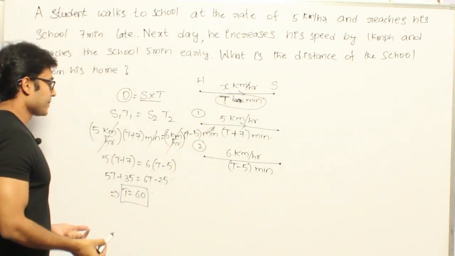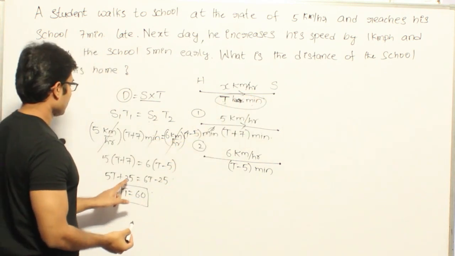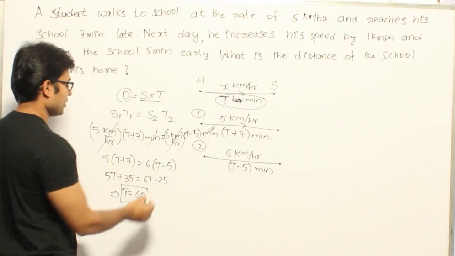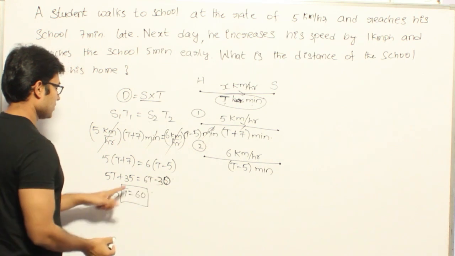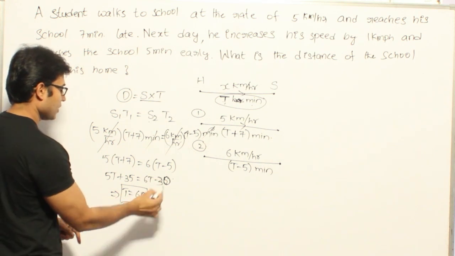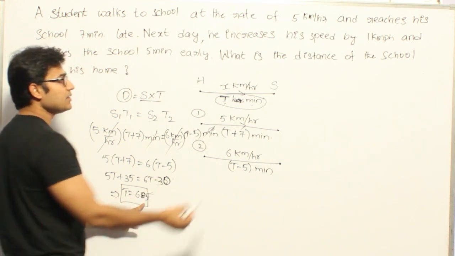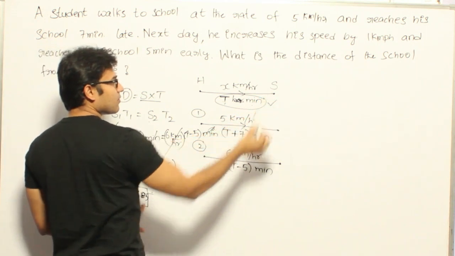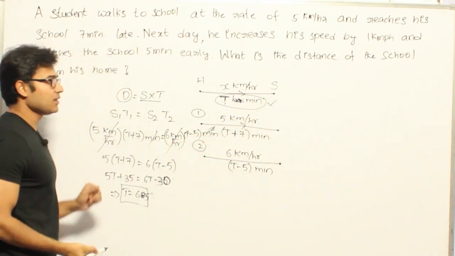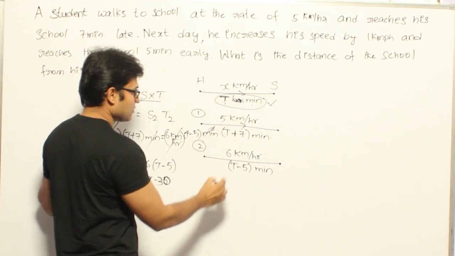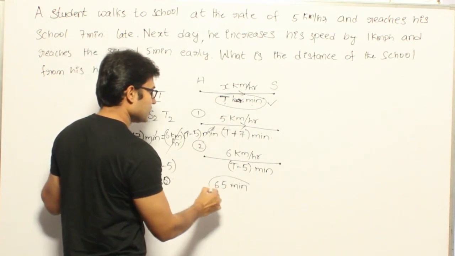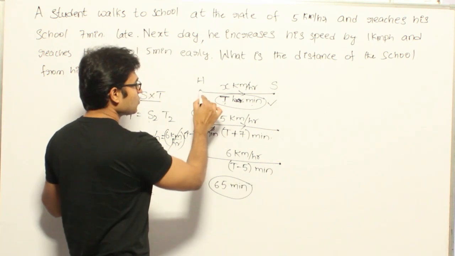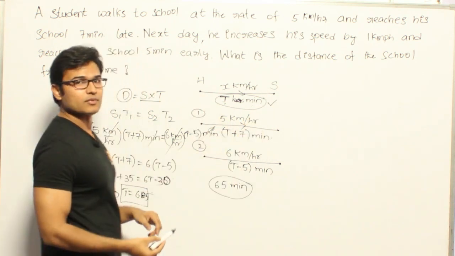Therefore 35 and 30, right? So 35 and 30 is nothing but 65. Okay, now what is T? T is the exact time in minutes required to cover the distance, right? Therefore what did you understand from this? So 65 minutes is the exact time which is required to reach the school from home, right?